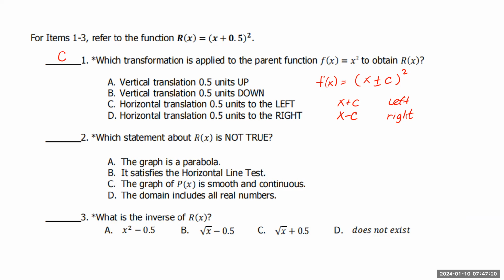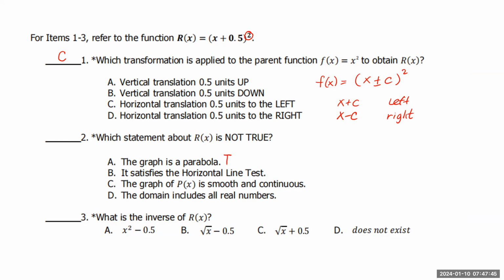Item 2, which statement about r of x is not true? So isa-isahin natin yung mga options. Letter A, the graph is a parabola. This is true because the degree of r of x is 2. Therefore, it is a quadratic function and the graph of a quadratic function is a parabola. So this is true.